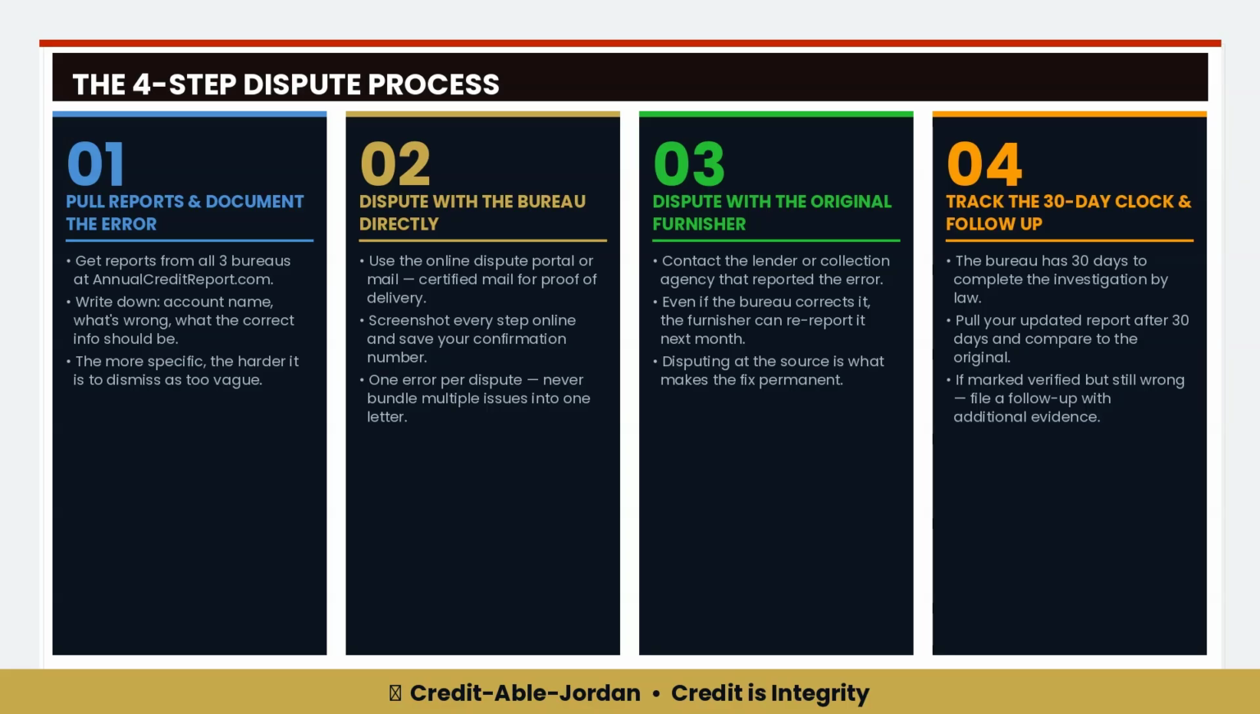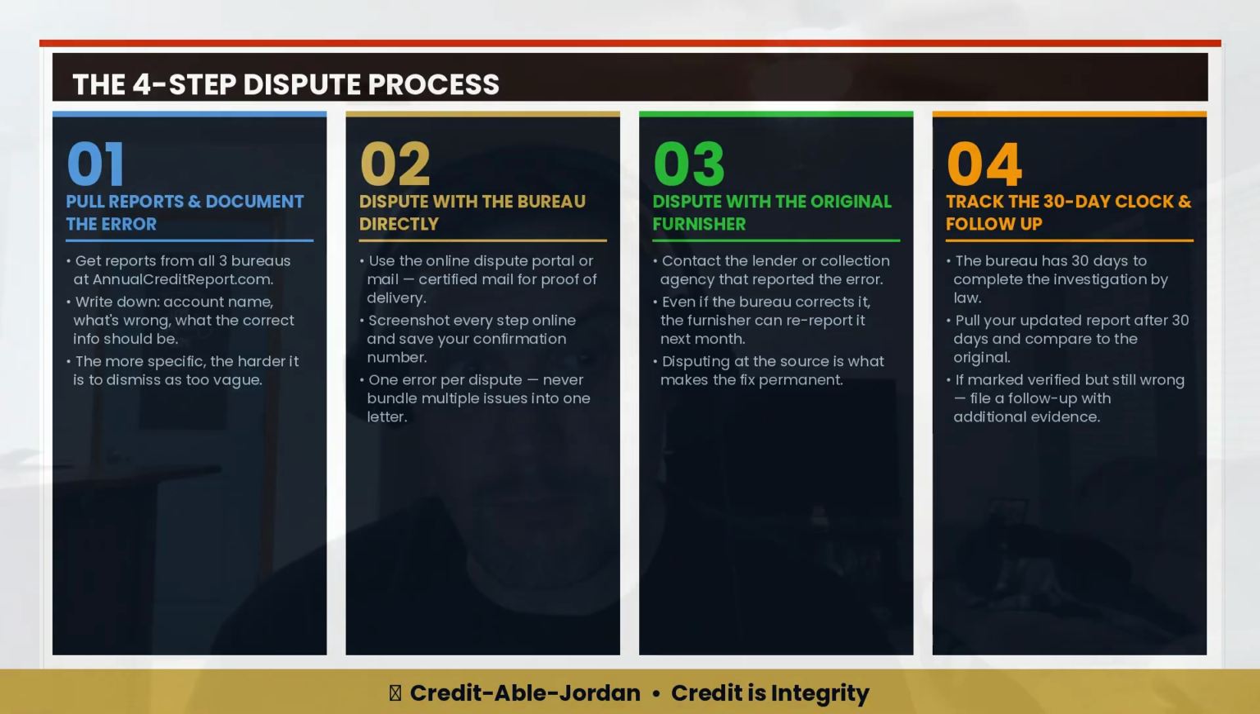Step 4, you want to track the 30-day clock and follow up. The bureau has 30 days to investigate. After that, you want to pull your updated report and compare it to the original. If the item was corrected, make sure you document it. If it was marked as verified but you have strong proof that it's wrong, you can file a follow-up that has that additional evidence.